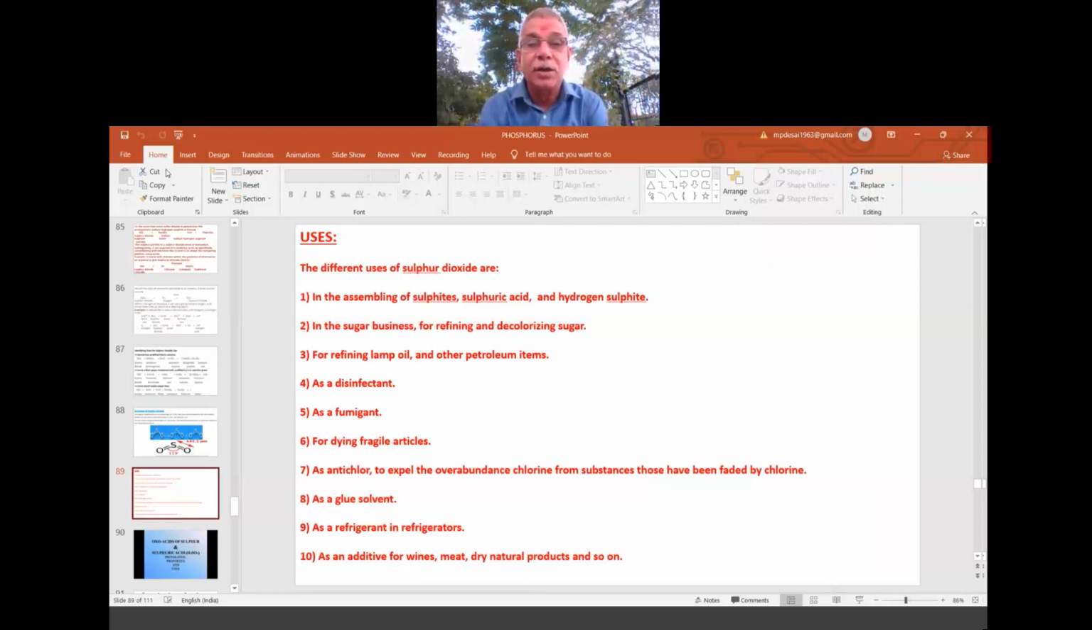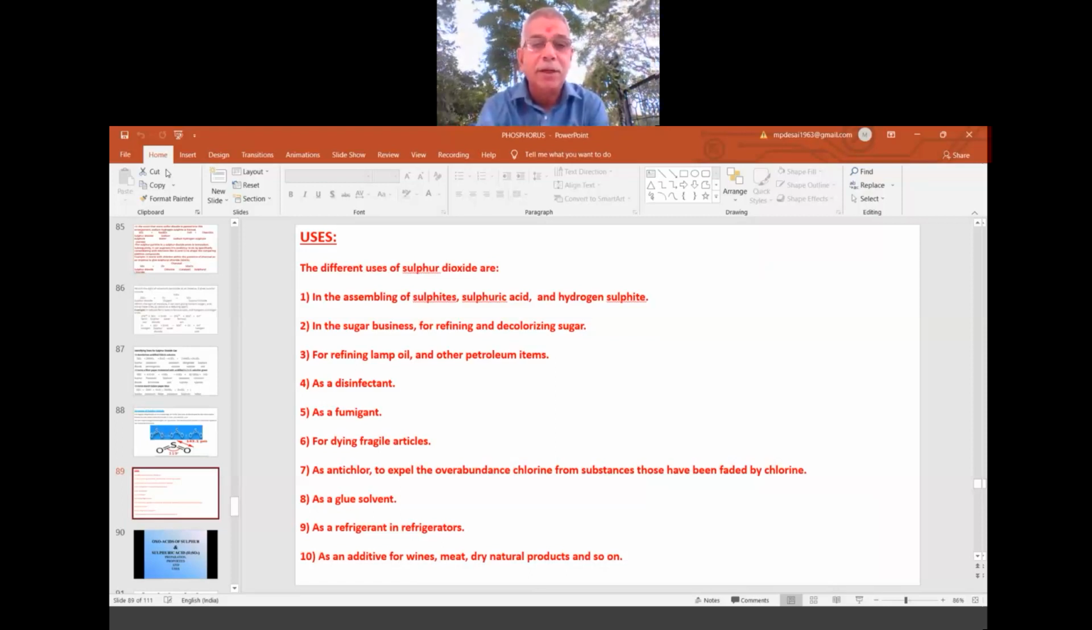And third is what? For refining lamp oil or other petroleum items. There also some impurities may come whenever we take petroleum out of the earth's crust. Lamp oil is blackish in color. So we pass all that into a sulfur dioxide atmosphere, thereby all the color impurities are absorbed, leaving behind the very crystal clear original color of the petroleum products.